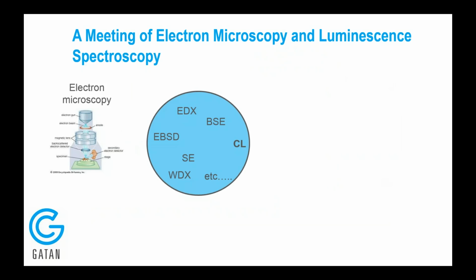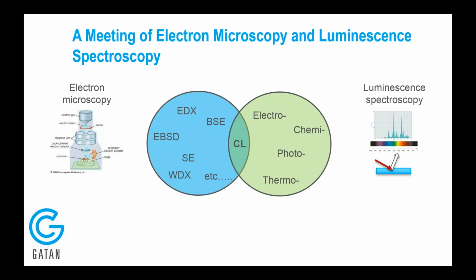So cathodoluminescence is a meeting between electron microscopy, with all of the analytical techniques you have in electron microscopy, and luminescence spectroscopy. Luminescence spectroscopy allows us to understand the optical and electronic properties of materials.